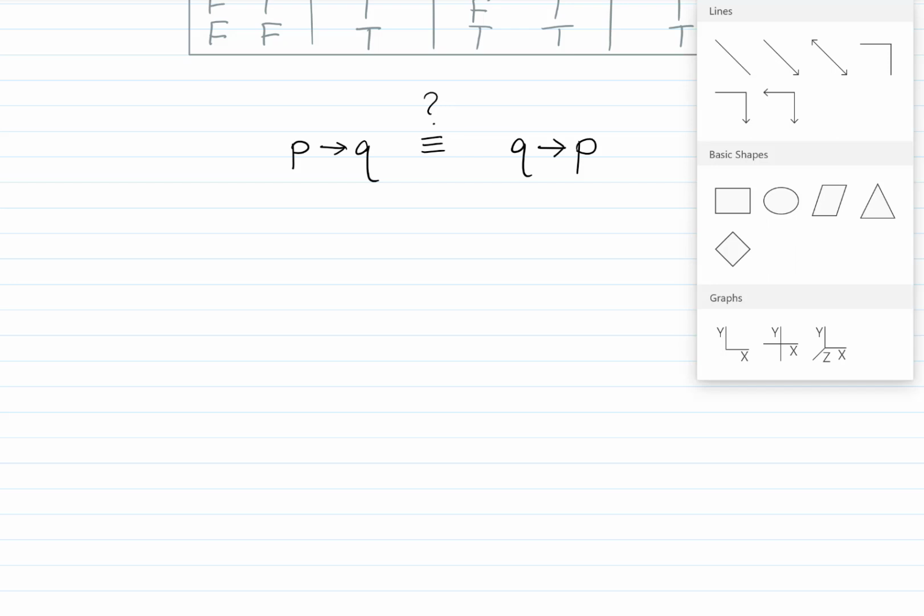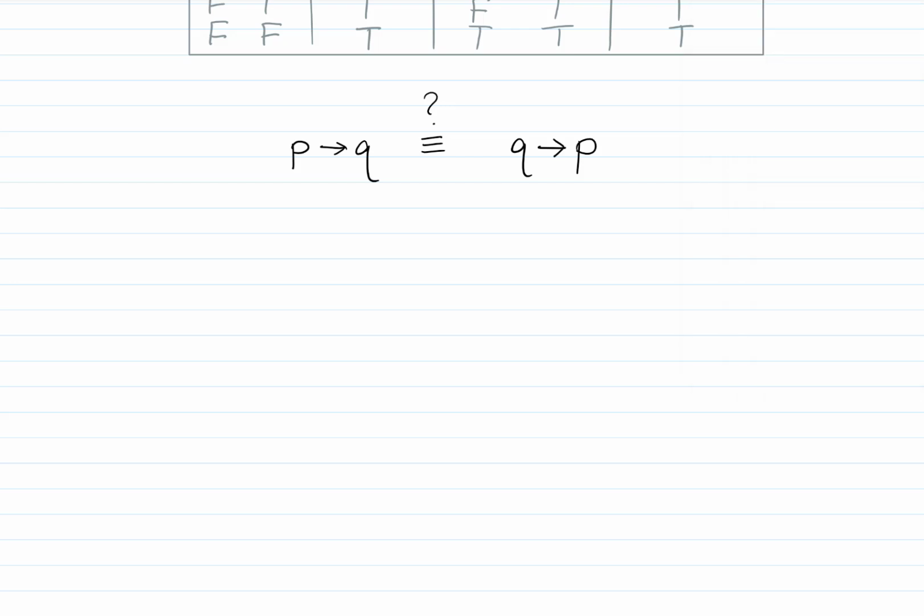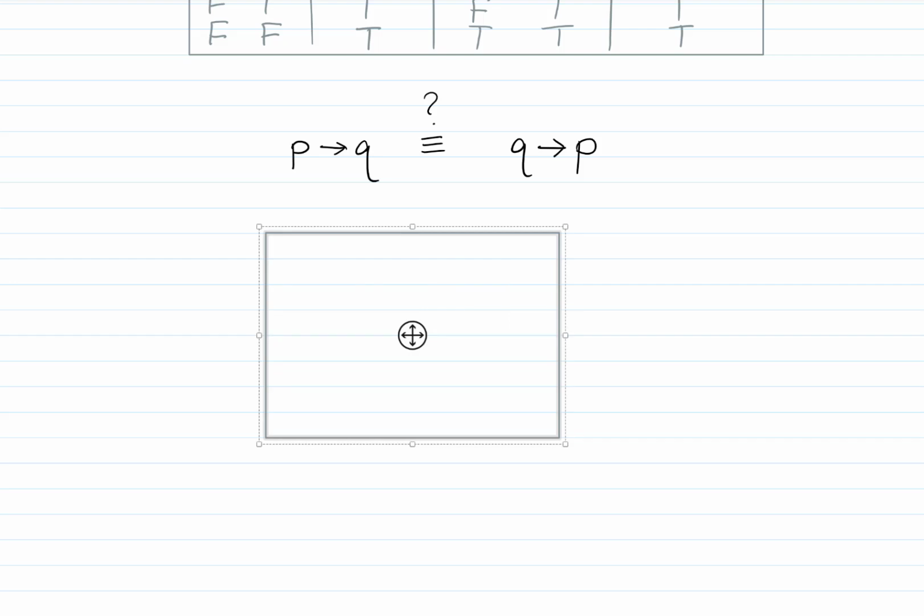This truth table will be a little shorter because there's no negations to worry about. So we're going to have fewer columns. We just have four columns: P, Q, and then the implication in this direction, and then the implication in the other direction.